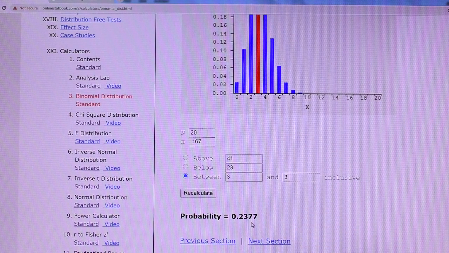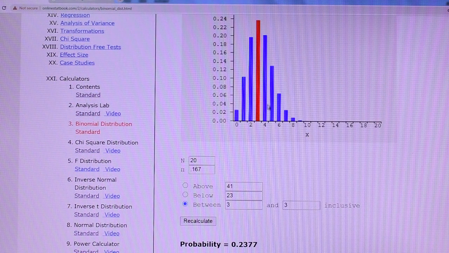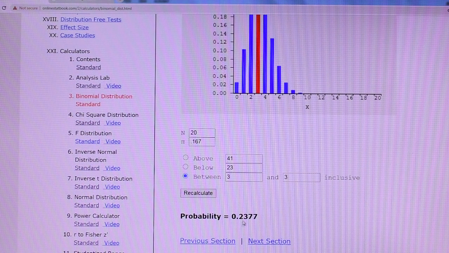About 23% of the time you're going to get a 4 3 times. Okay, but sometimes you're going to get the 4 4 times, 5 times, etc. So that's the probability of getting exactly 3 times. And the way you get that is you click this between button and you have to put in 3 in both of them because it's inclusive.